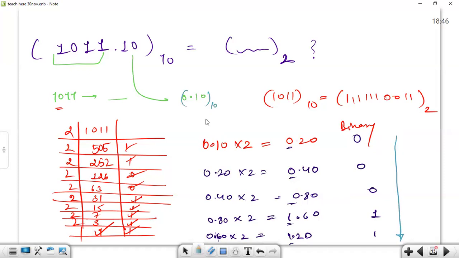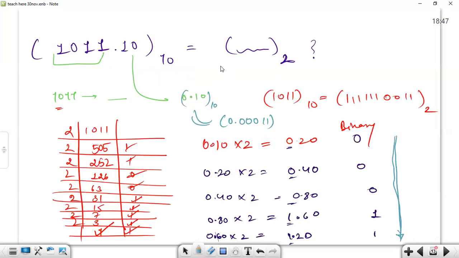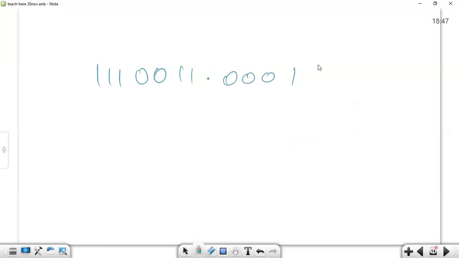So the binary equivalent for the same, we are going to take the observations from top to bottom this time. So 0.00, three zeros and 2 ones. So adding these two, 1 1 1 0 0 1 1 point 3 zeros and 2 ones. So this is the binary equivalent for the number that was given to us.